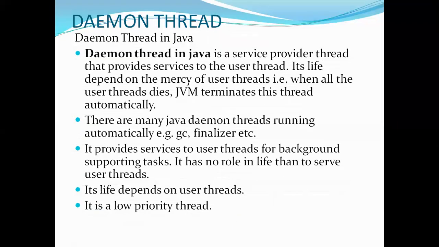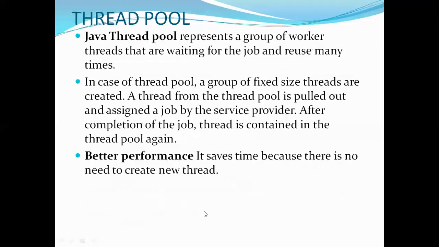Now, daemon thread. What is a daemon thread in Java? A daemon thread is a service provider that is used to service the user threads. When all the user threads die, the JVM automatically terminates the daemon thread. Java daemon threads usually run in the background and run automatically. Examples of daemon threads are GC and finalizer. Daemon threads provide services to the user threads for background supporting tasks. It is a very low priority thread.